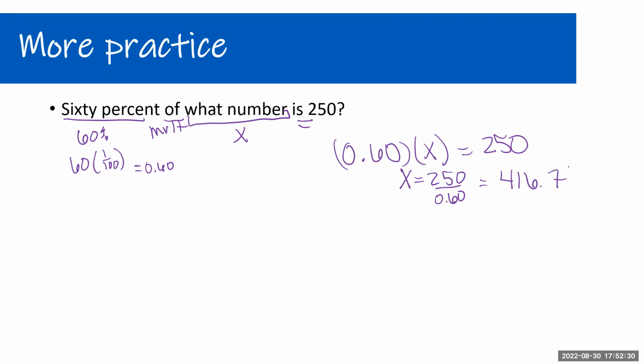Now, does that make sense? 250 being 60% of this number? Yeah, that makes sense because it's over half, right? Okay, well, what's over half of this number? Yeah, 250 makes sense.